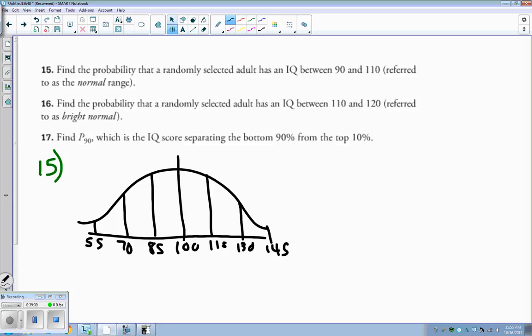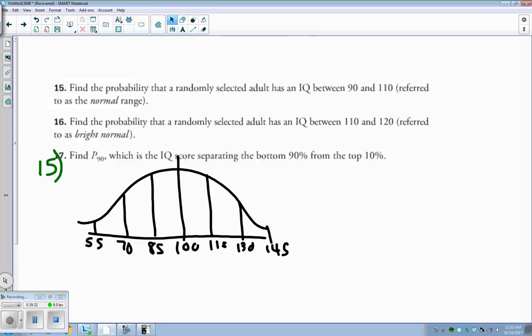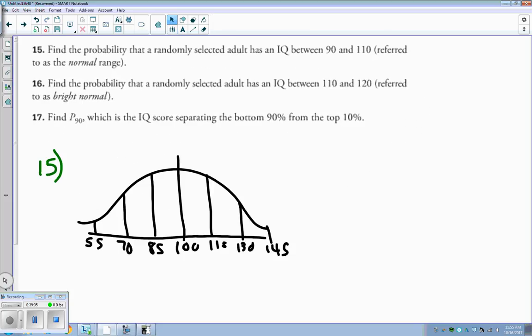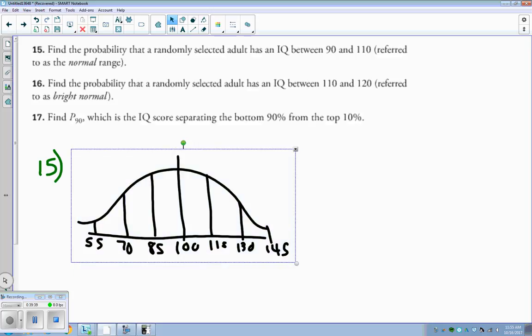Matter of fact, I think I'm going to just go ahead. Oops. Can copy that.